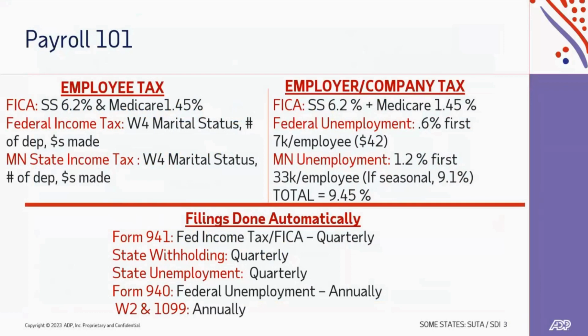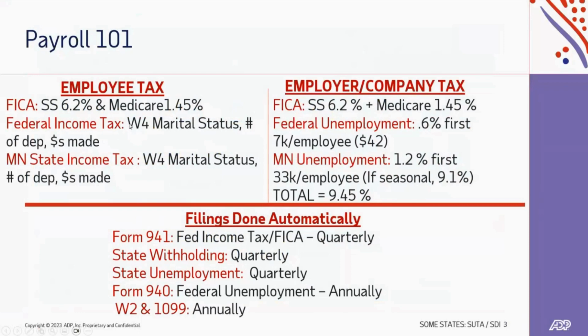So when you run payroll with ADP, all that the business owner does is enter in the hours into the system, and then they click next, and then they see two different types of tax. So the first is the employee tax, which is broken into Social Security and Medicare, and then also federal income tax and Minnesota state income tax. Federal and state income tax are dependent on what their marital status is, how many kids or dependents they have, and how much money they make. So that's the first kind of tax that comes out for payroll. Everybody knows about that one.